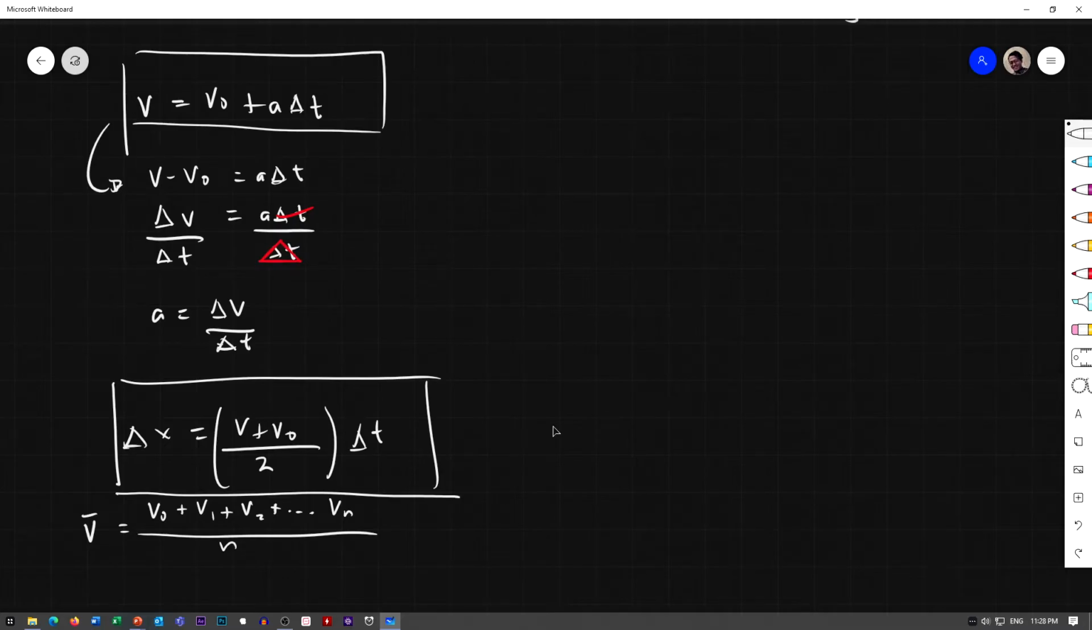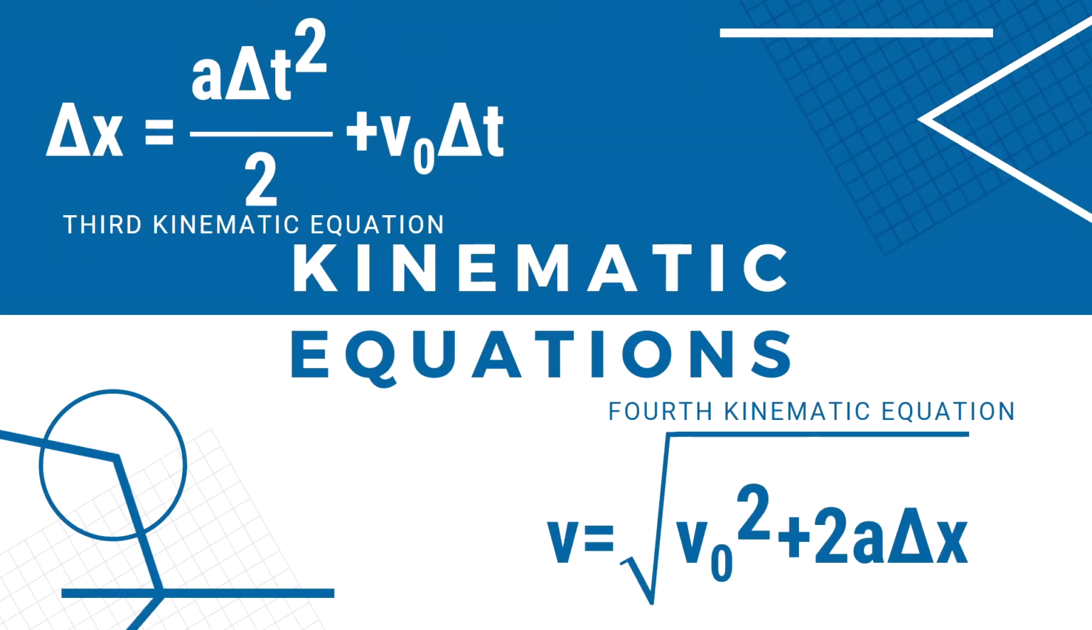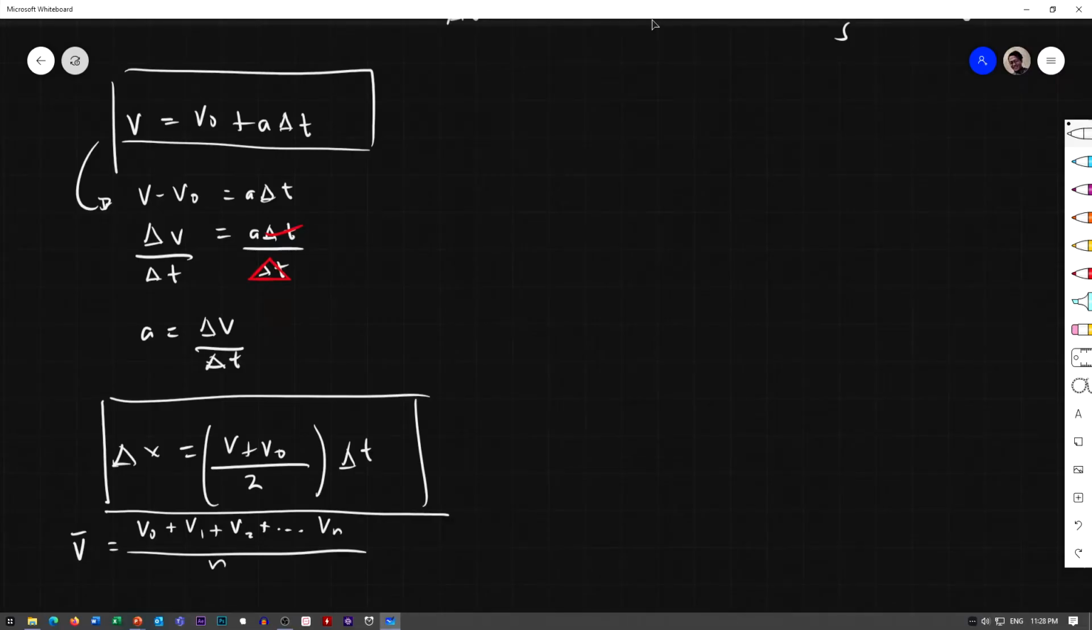As for the third kinematic equation, we have delta x equal to one half a delta t squared plus v sub 0 delta t. Delta x is the definition of displacement. I also refer to this as an equation that utilizes a perfect square trinomial, or a quadratic equation to be more exact.